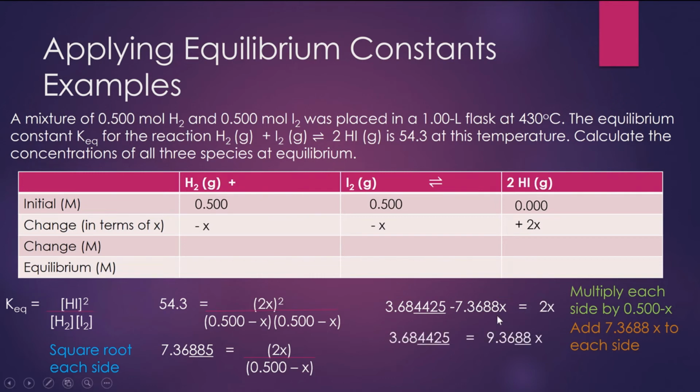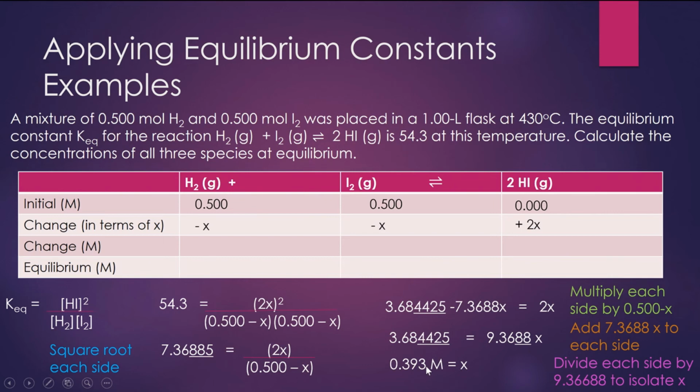Next step, I'm trying to get my X's on the same side, so I'm going to add that 7.3688X. Remember, it's a subtraction step here, so I'm going to add it to the other side. I should have underlined digits here. That's why you see the underlined digits there. They aren't underlined. That's a mistake. And finally, we're solving for X. So we divide both sides by 9.3688 to get that off the side with X, and we'll end up with X by itself. So my final X will be 0.393.